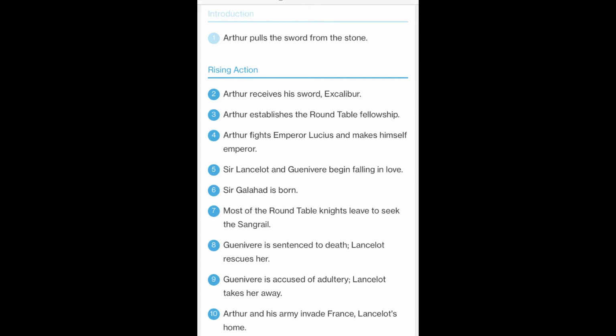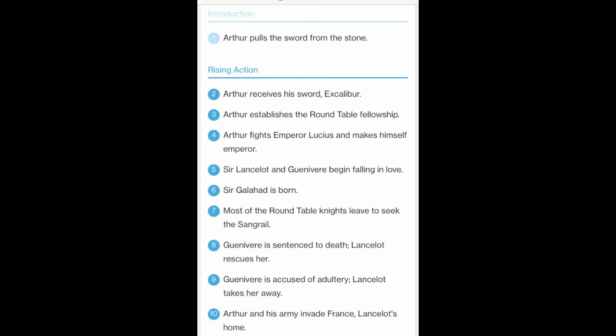So you can see Arthur pulls the sword from the stone. He receives his sword Excalibur in the Rising action. He establishes the Round Table Fellowship, fights Emperor Lucius, and makes himself emperor. Lancelot and Guinevere begin falling in love. Sir Galahad is born. Most of the Round Table Knights leave to seek the Sangreal. Guinevere is sentenced to death. Lancelot rescues her. This is where book 8 starts.